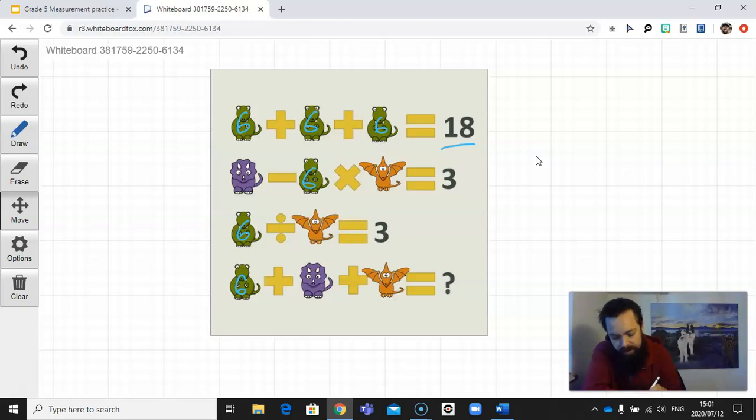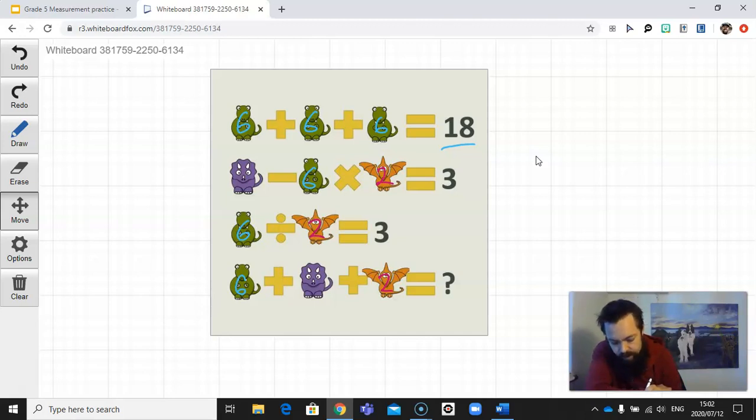I hope that you'd be able to figure out that 6 divided by 2 would give you 3. So that means that this flying dinosaur, I won't call it a pterodactyl because it's not quite looking like that, but okay, the flying dinosaur, if you want to call it a pterodactyl, that doesn't matter. It's just a picture. Okay, so that would be worth 2.